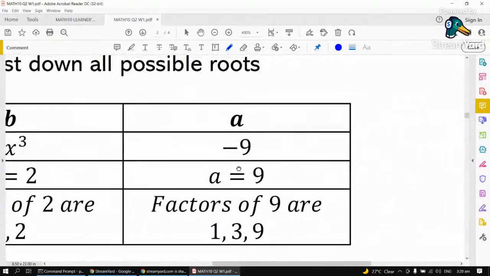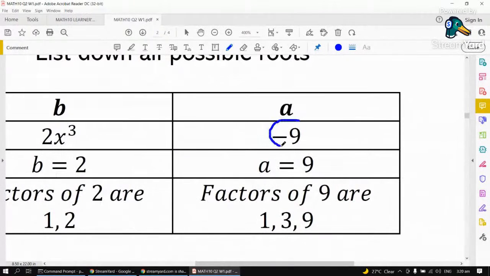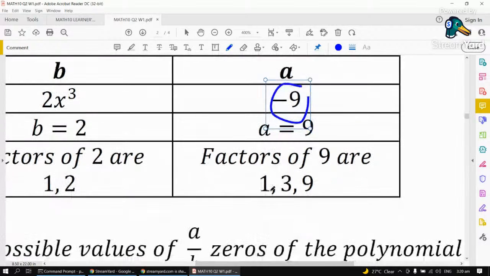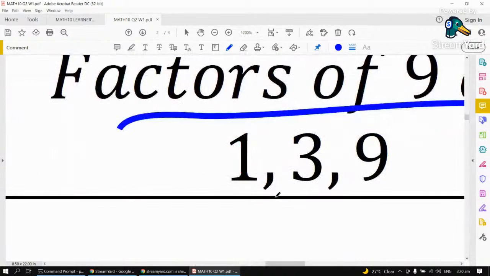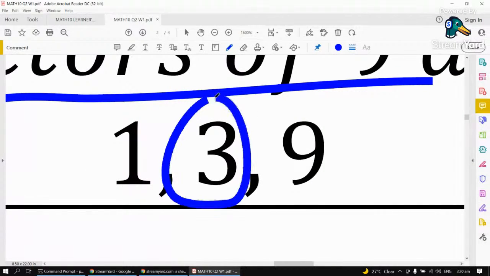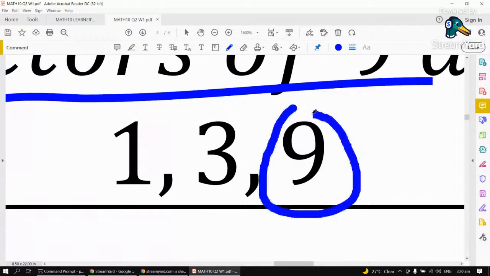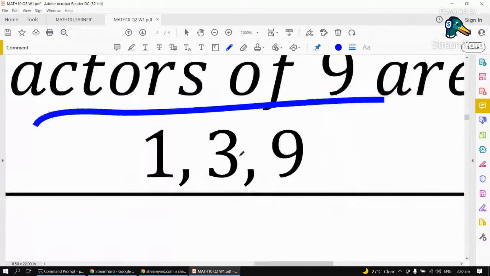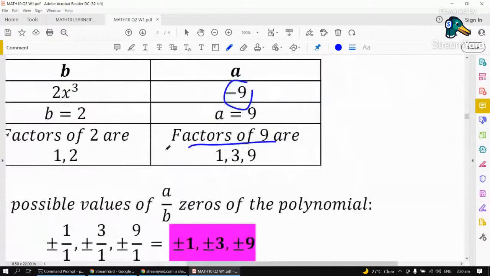Sa A naman, meron tayong negative 9. Yan ang magiging A natin. Ang mga factors ng 9, or ang mga number na pwede mag-divide sa 9, is pwedeng 1, pwedeng 3, pwede yung 9. Ayan yung mga numbers.